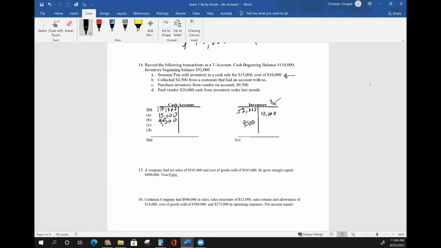D says paid vendor $20,000 cash from inventory order last month. Okay, so now I've already made the purchase of the product and now I have to pay for it. So I'm paying $20,000. That's cash going out. So I'm going to have a credit to cash for $20,000.